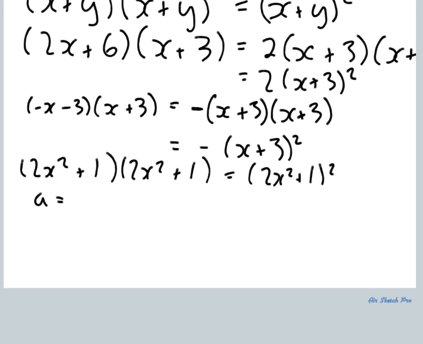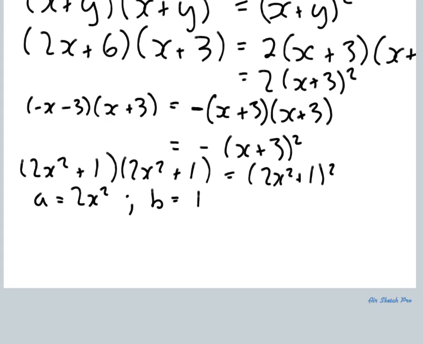And all we do is we make sure that we understand that A is 2x squared and B is equal to 1, but it still fits the pattern. It's just that when we square it, we have to square all of 2x squared. That's all. Which can be complicated because you've got to use your index laws and stuff, but it's not impossible.